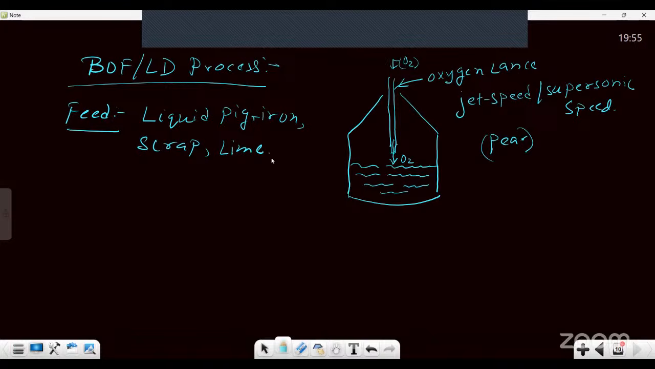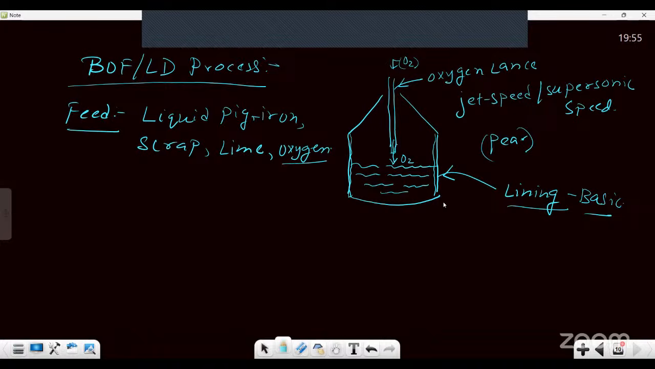So we'll add lime, and obviously oxygen is there. Oxygen we are actually supplying through the lance. And so if this process is basic, what should be the lining of the converter? Obviously, the lining of the converter should be basic only. Lining is basically basic, right? So this is the main thing.